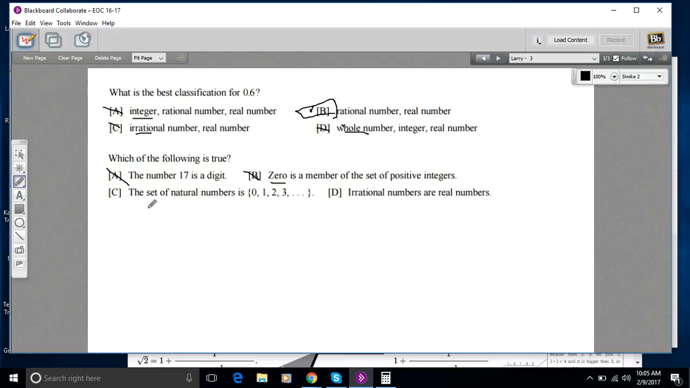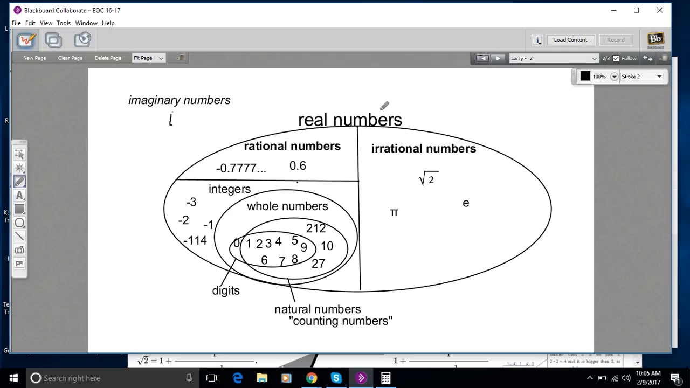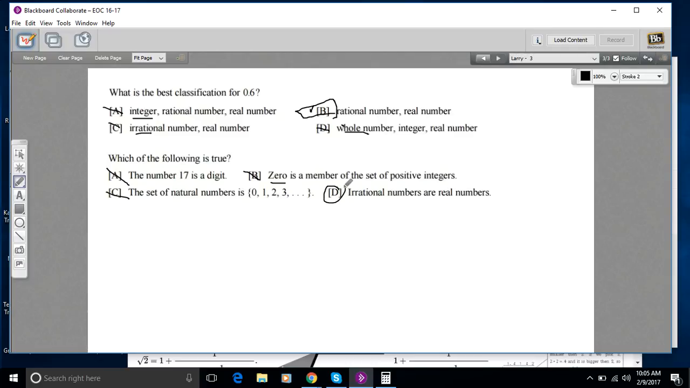All right, and this one says the set of natural numbers is 0, 1, 2, 3. Well, that's actually not right either because natural numbers are counting numbers and we don't start at 0 unless you're a computer scientist. We start at 1 when we count typically, so that's not true. And D says irrational numbers are real numbers. That's true. Remember, this big category is the real numbers and irrational numbers fits under that. So that one is true.